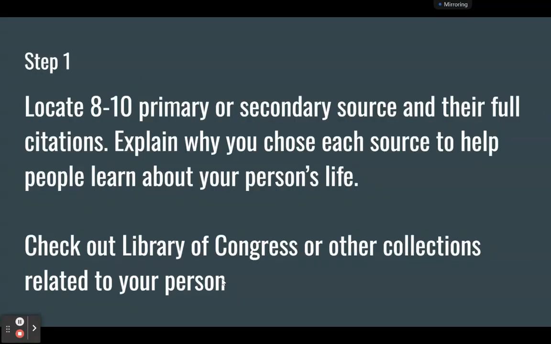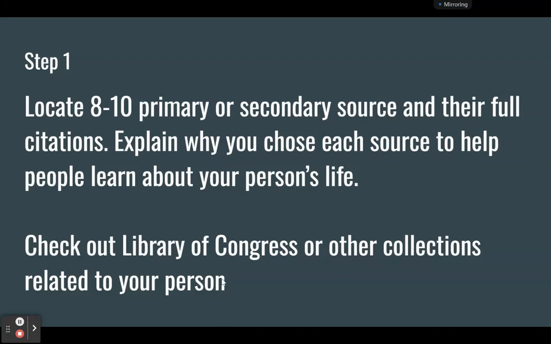So the first thing you're going to do is locate 8 to 10 primary sources. So for instance, somebody I know is doing Carter G. Woodson, the guy who came up with Black History Month. You could find selections from his speeches, a book he wrote, pictures of him, pictures of objects from his life, a picture of the house he grew up in. All of these are primary and secondary sources.